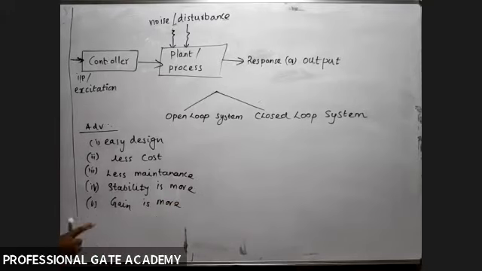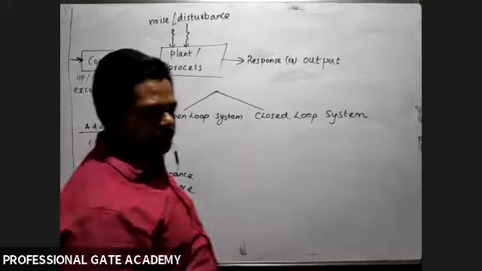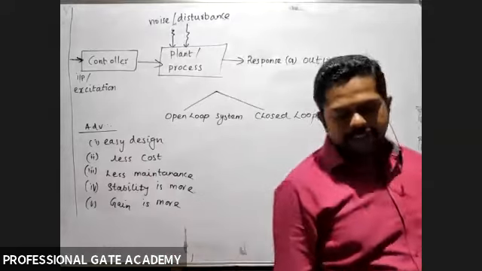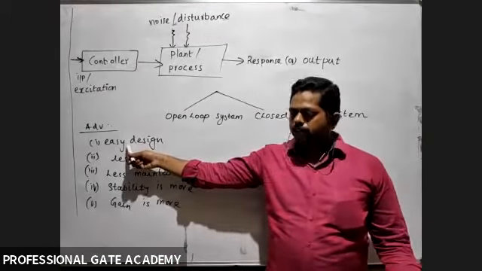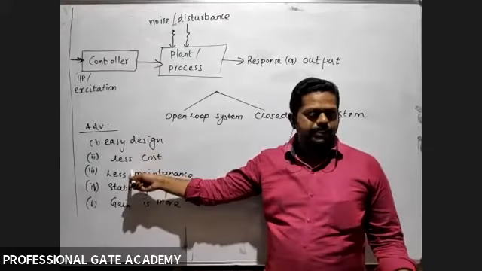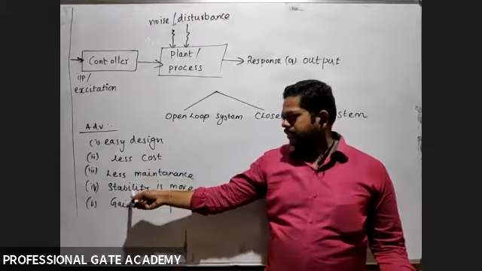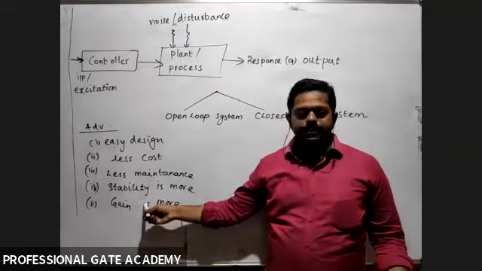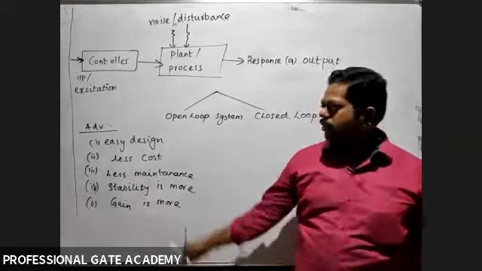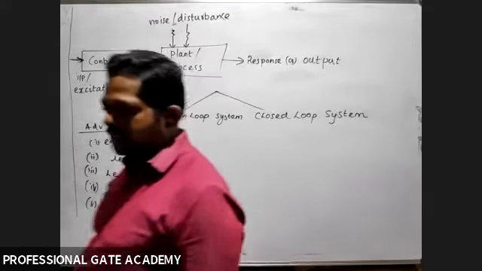So these are some important advantages of open loop system. Easiest and simple design, so less cost and less maintenance and troubleshooting. And open loop systems are always stable in nature, and the gain of the system is high. The gain of the open loop system is higher than the closed loop system.